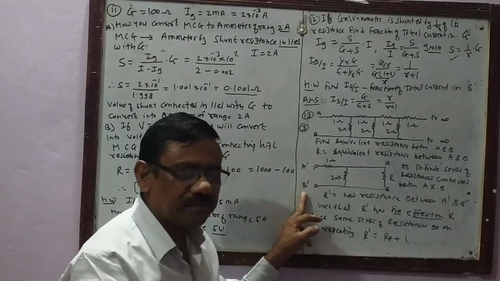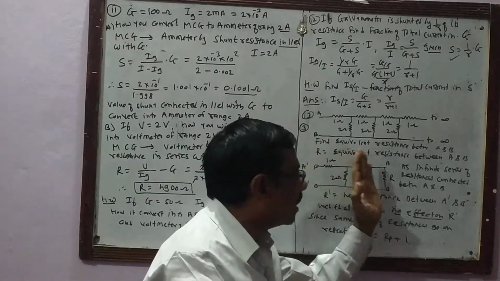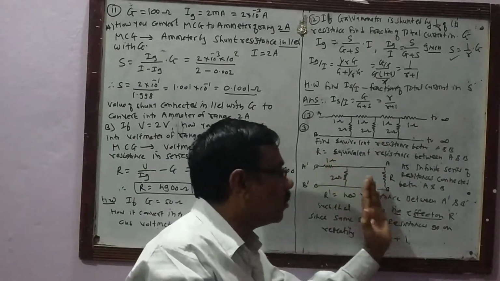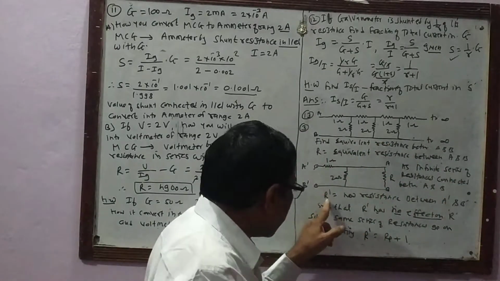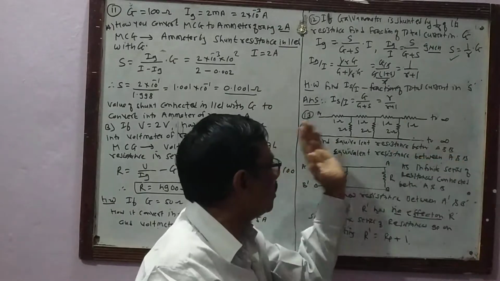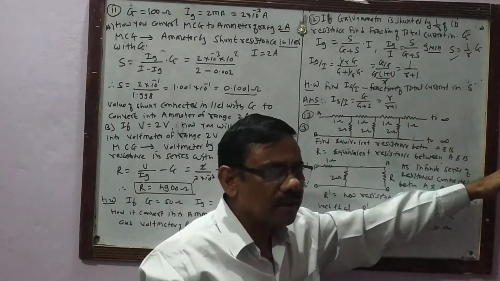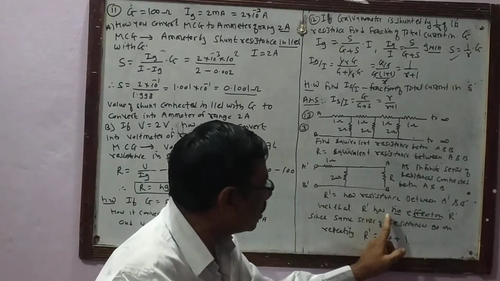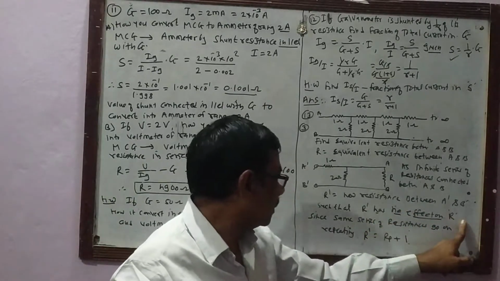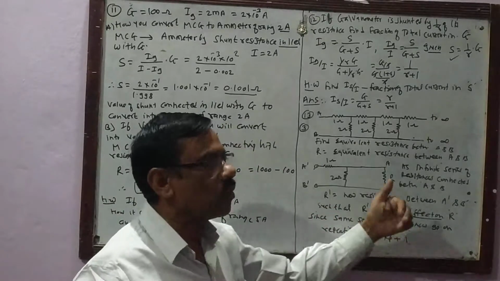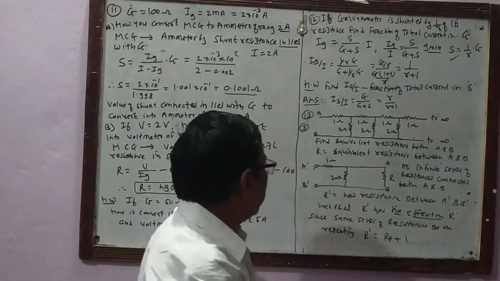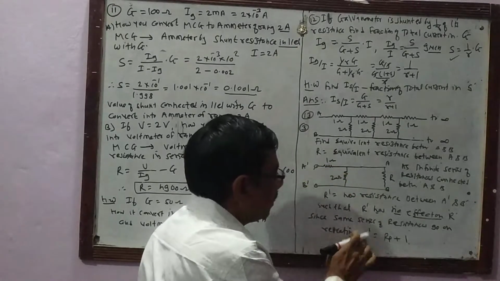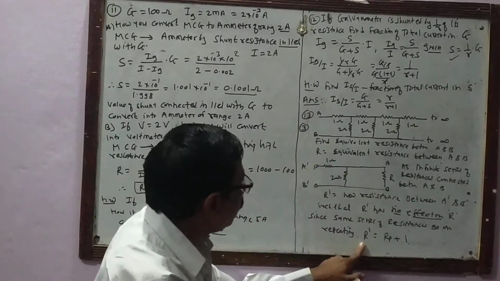Since an infinite series of resistances are connected across A and B, and this series goes on repeating, R dash has no effect on R. Hence we can write R dash has no effect on R since the series of resistances goes on repeating. Therefore, the equivalent resistance between the points A dash and B dash is R dash. How to find R dash?